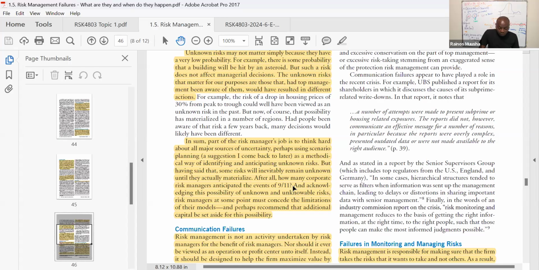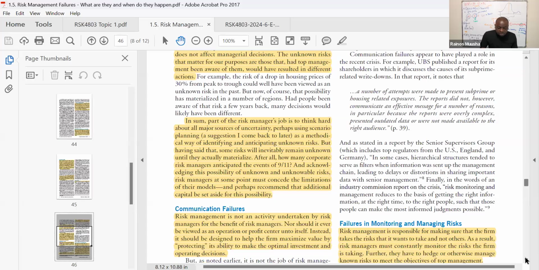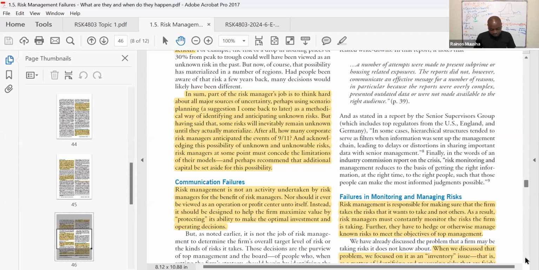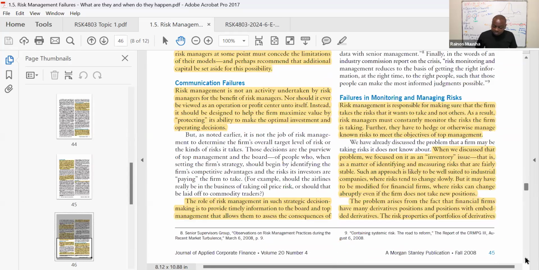September 11, 2001. And acknowledging this possibility of unknown and unknowable risks, such risk managers at some point must concede the limitations of their models and perhaps recommend that additional capital be set aside for this possibility as well. And this additional capital, that's why we see the continuous evolution of the what? Basel Accords as well. Then we also look at communication failures.